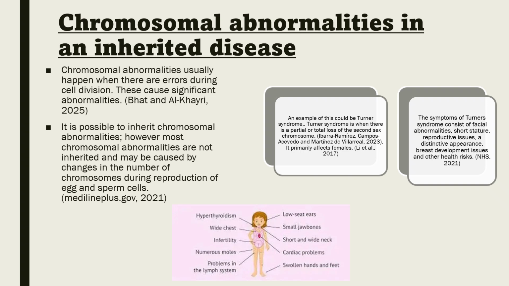The role of chromosomal abnormalities is important in Turner syndrome as they lead to the characteristic features of the condition. Turner syndrome is when there is a partial or total loss of the second sex chromosome. The condition primarily affects females where the X chromosome has structural abnormalities or a complete loss of an X chromosome. A few symptoms of Turner syndrome consist of facial abnormalities, reproductive issues such as ovaries not fully developing, a distinctive appearance, breast development issues, and other health risks.